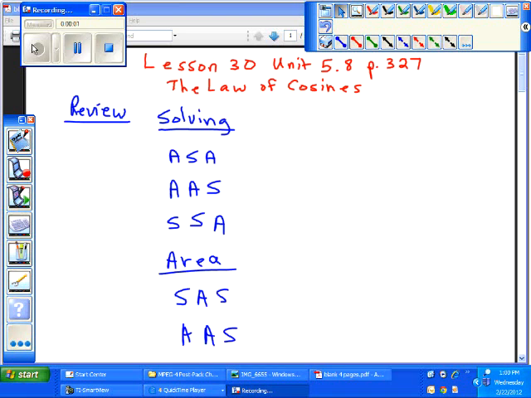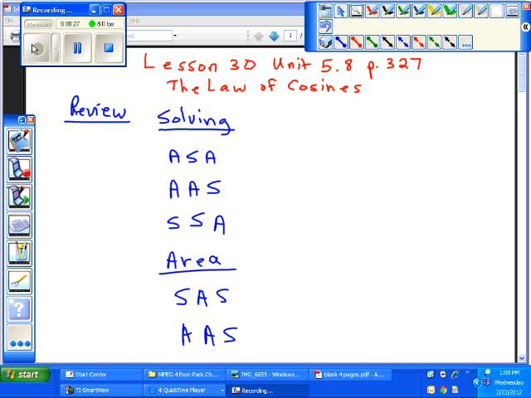Okay, we're going to begin Lesson 30, which is Unit 5.8, page 327 in the book, Law of Cosines. But before I get into that lesson, I want to do some review of what we've talked about so far, because we've talked about angle, side, angle, and angle, angle, side, and what you use when what you're given is in a certain order. I've given you a sheet that summarizes this, but I just wanted to have it on video also.